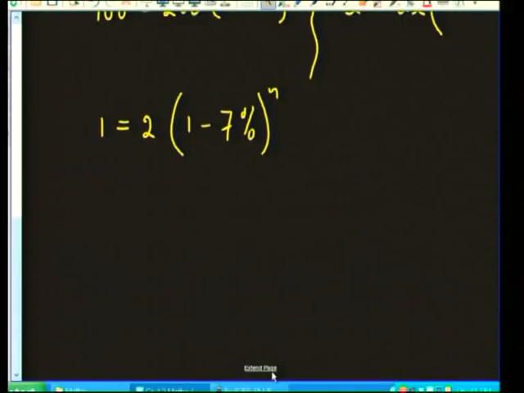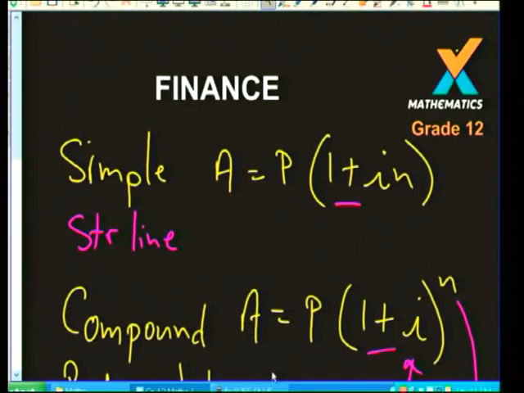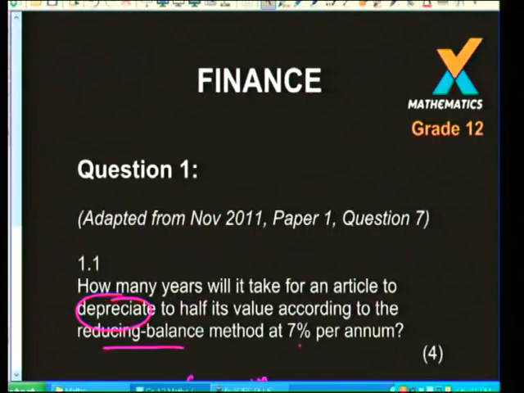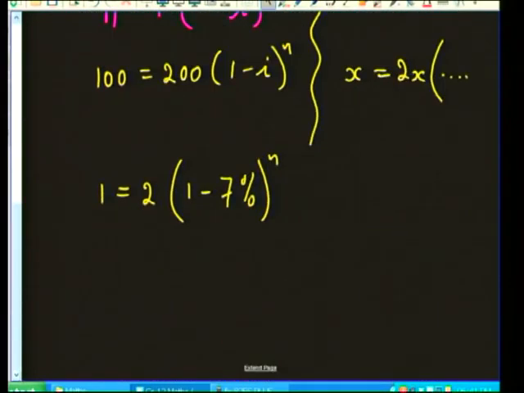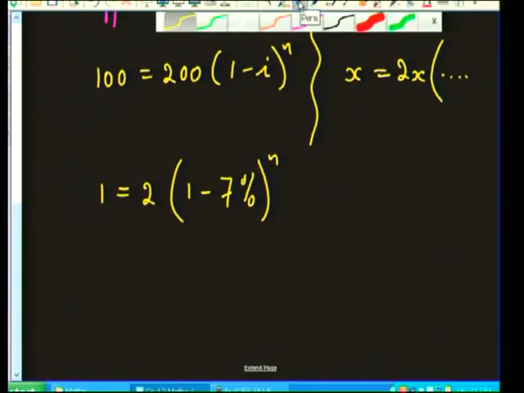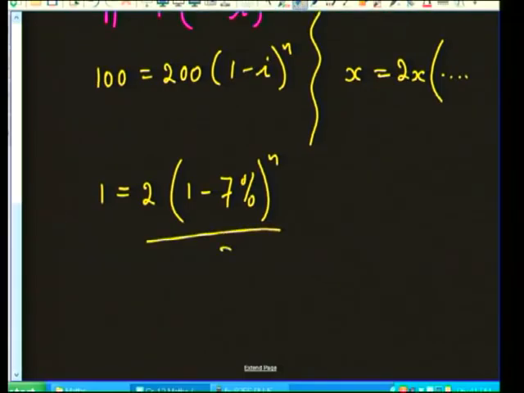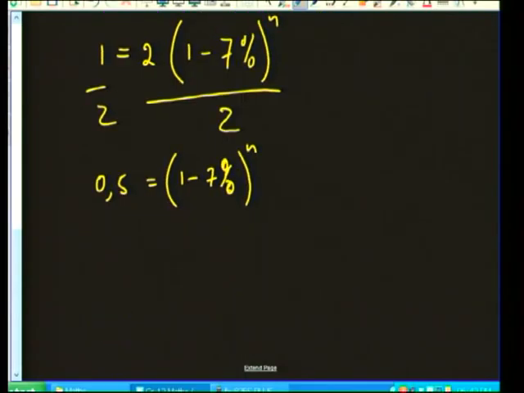Let's go back and see how we're going to solve this. I'm going to divide both sides by 2. Let's extend our page. I'm going to divide both sides by 2. And so here I'll have 0.5, and that's equal to 1 minus 7.5%, all to the power n. How am I going to find n?